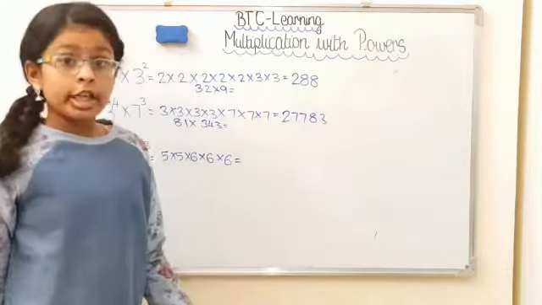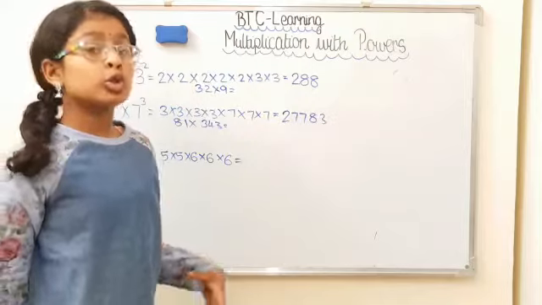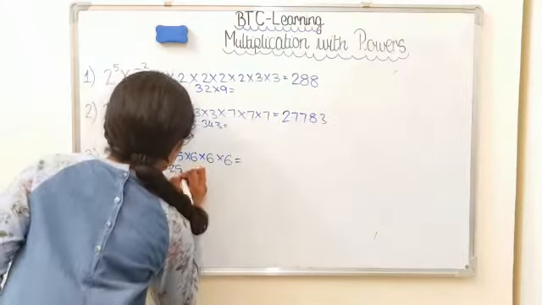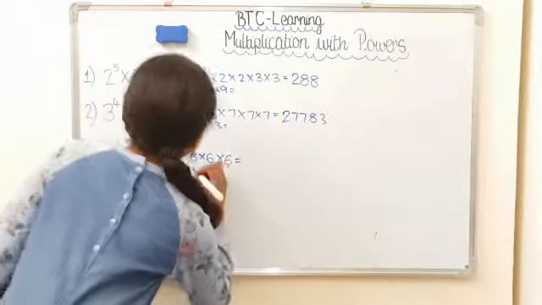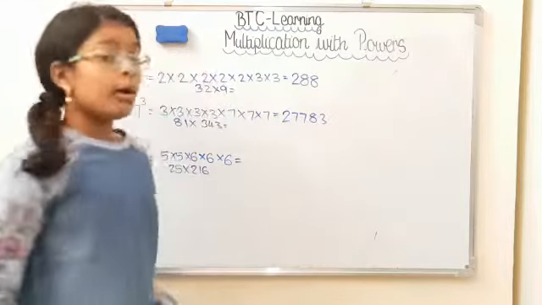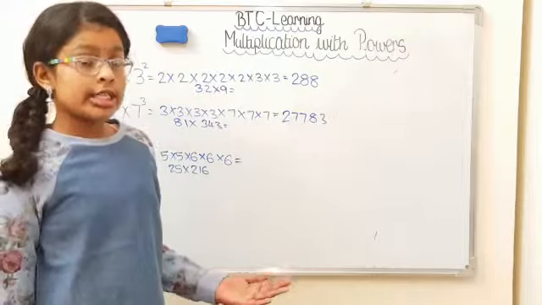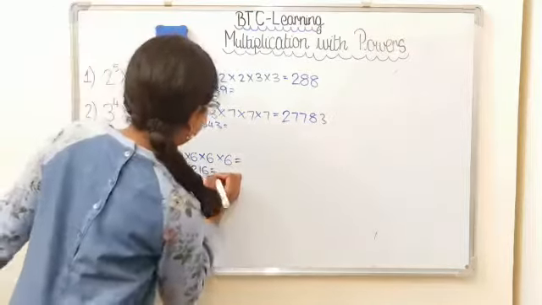5 squared times 6 cubed equals 5 times 5 times 6 times 6 times 6. I know that 5 squared equals 25 and that 6 cubed equals 216. So now I'm going to do 216 times 25.